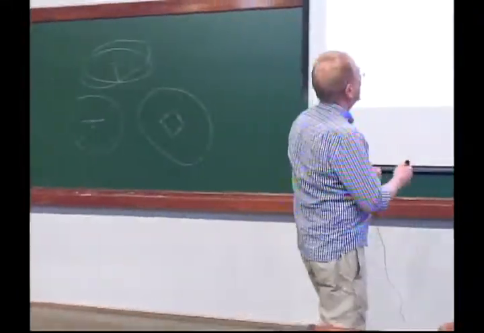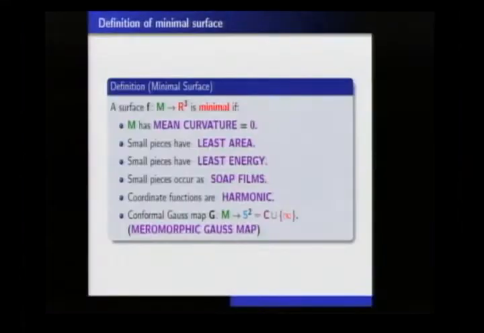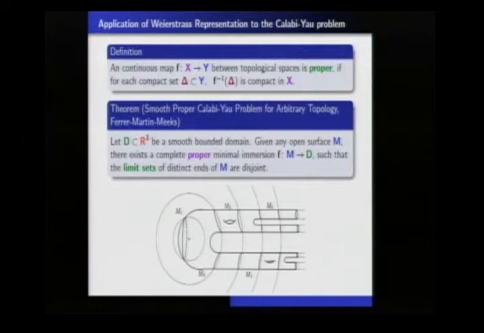So I want to create the immersion so that when I have a pair of pants, I want this to go to a part of the boundary, the smooth boundary of our domain. And I want the limit set of this to be disjoint from the limit set of this. So as I make pairs of pants, I want to make sure that this region eventually is disjoint from this image set. The image of this set is going to be disjoint from this set, and they're going to have different limit sets on the boundary of the domain.